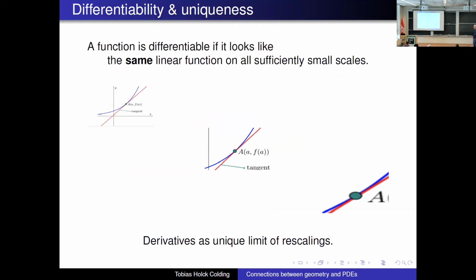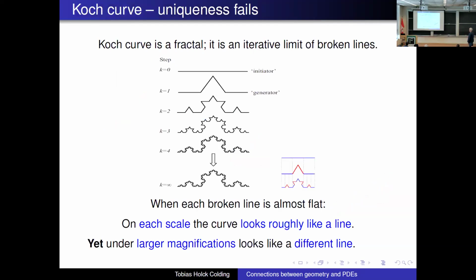But let me talk about differentiability. So how do we prove differentiability? In order to prove differentiability, it's worth going all the way back to what differentiability is. If you have a function on the line, what does it mean that a function is differentiable at a point? That means that it looks like a linear function on all small scales, and it looks like the same linear function even if you go to a smaller scale. It could not be a different linear function. And so this is what differentiability means.